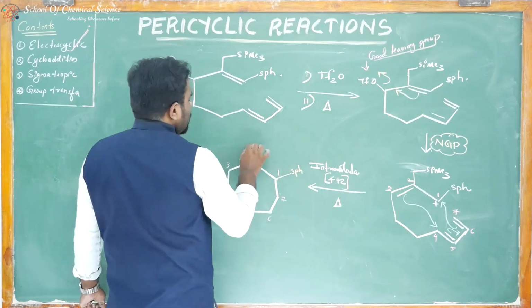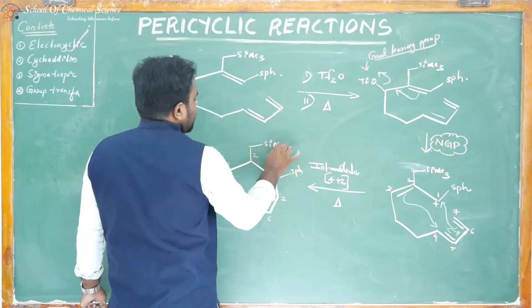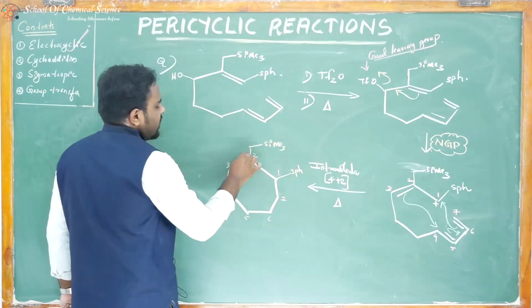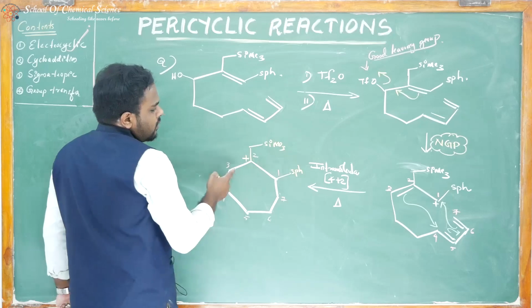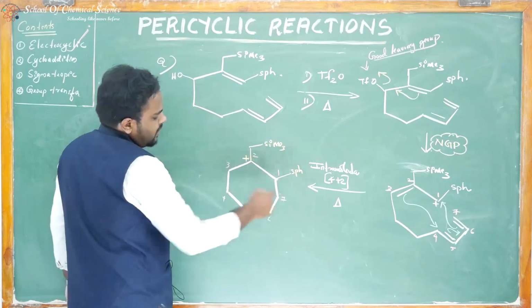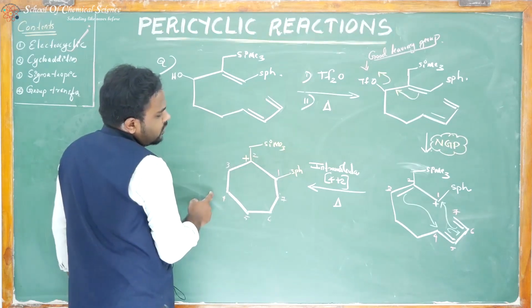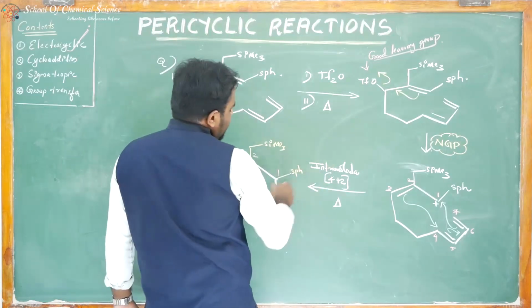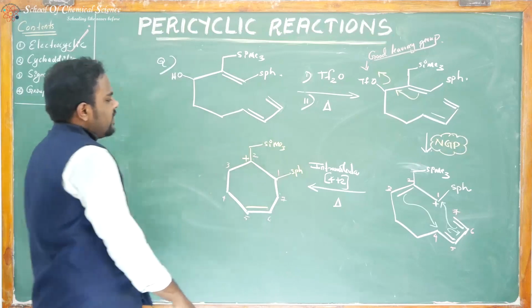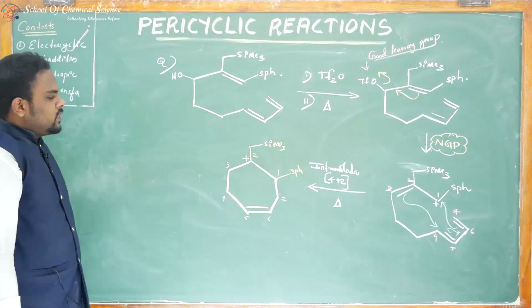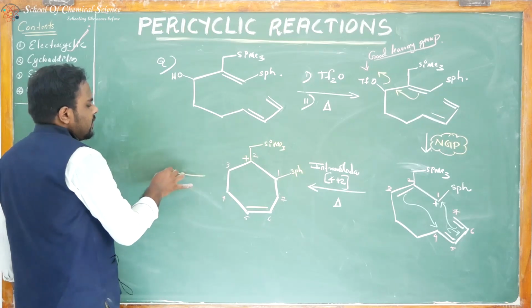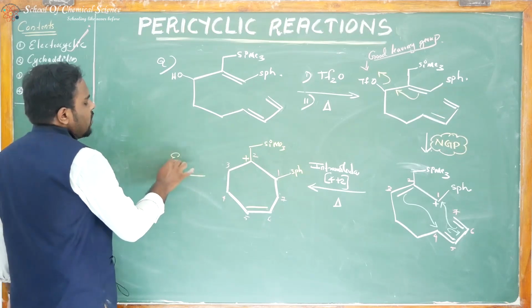And at 2 an SiMe3. Here the pi bond is shifted, so at 2 a positive charge is developed. 3 and 4 make a new sigma bond. Between 5 and 6 a pi bond is there. 7 and 1 make a new sigma bond. So this will be the next step product. It's a carbocation, not stable. In the next step, elimination of H+.